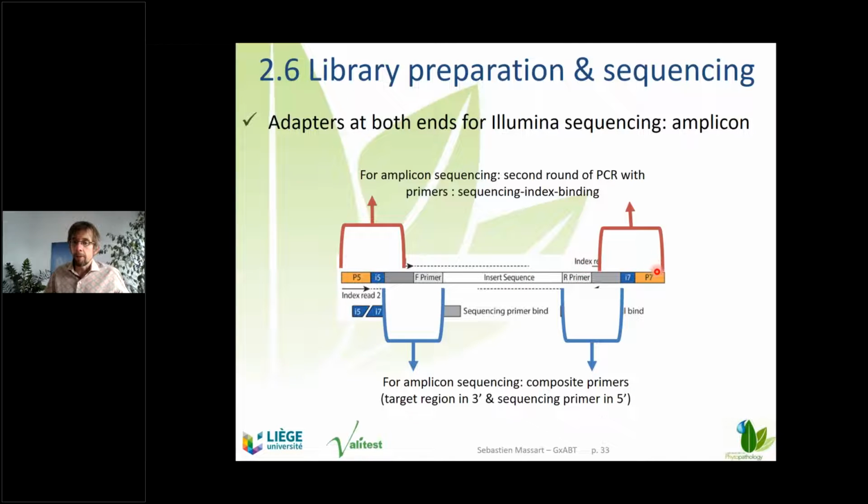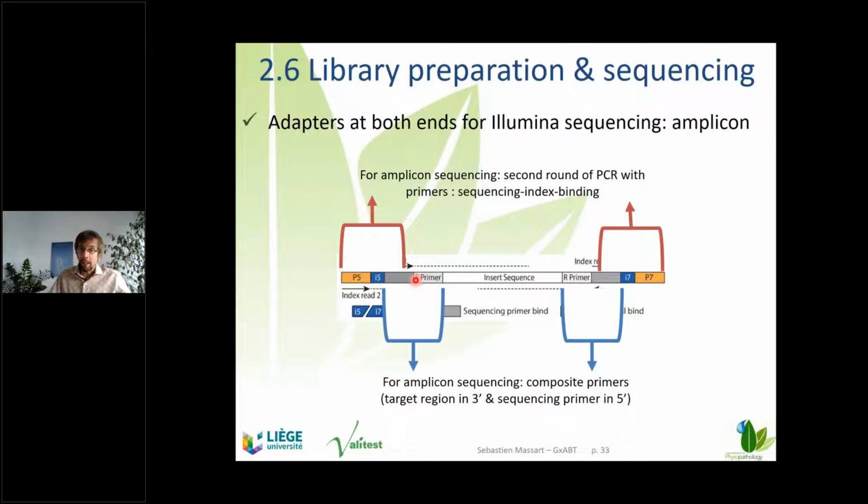The P7 and P5 parts are in fact to bind your DNA to the flow cell, because on this flow cell you have billions of nucleic acids attached to the surface. Thanks to these nucleic acids attached to the surface, which are complementary to the P5 and P7 sequences, you can link your DNA to the flow cell for the sequencing. So that's what adapter means.